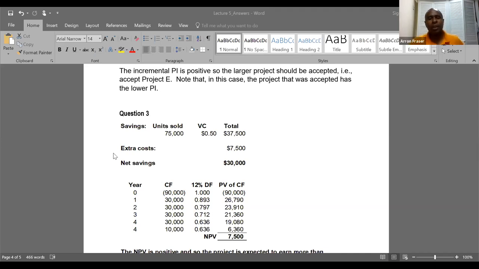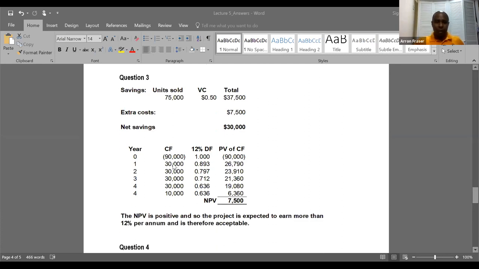But you will also incur an extra fixed cost of 7,500. So the net savings of acquiring this machine would be 30,000. Right. So in year 0, we're required to invest 90,000 for the new machine. Using the 12% discount factor, the present value would be 90,000. We use the same table we had just now. We would have savings in year 1 to 4 of 30,000. And then when we sell the machine in year 4, we get 10,000, using the discount factor of 12% in the various years.